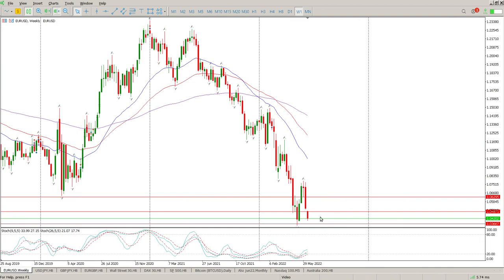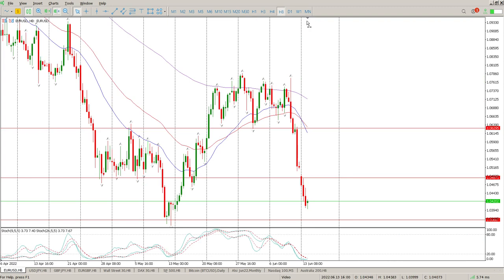And as I said yesterday, now we've broken through it, but you want to see a retest of that area before jumping in for the shorts. And you can see that's kind of where we were yesterday, looking at that area for a rejection short.